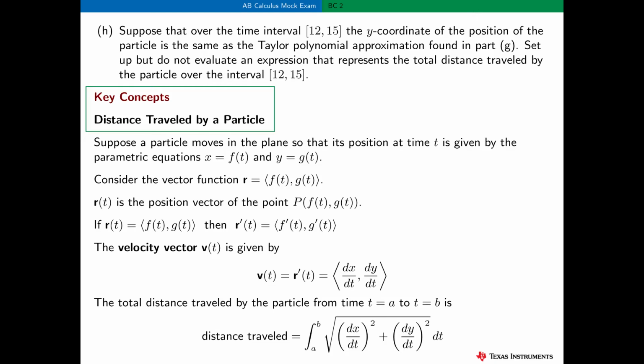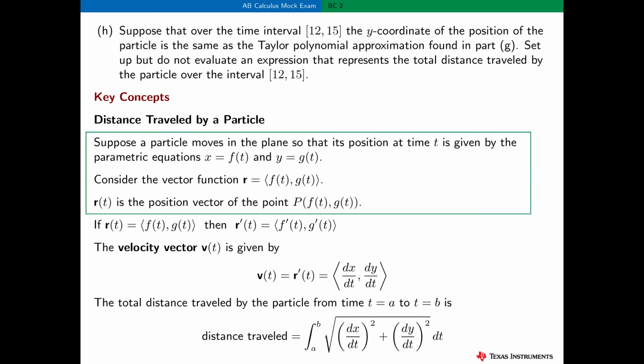This problem, in my opinion, involves a vector function whose values are two-dimensional vectors. The reason is because there is a close connection between vector functions and particle motion. Suppose a particle moves in the plane so that its position at time t is given by these parametric equations. If we consider the vector function r, then r of t is the position vector of the point P.